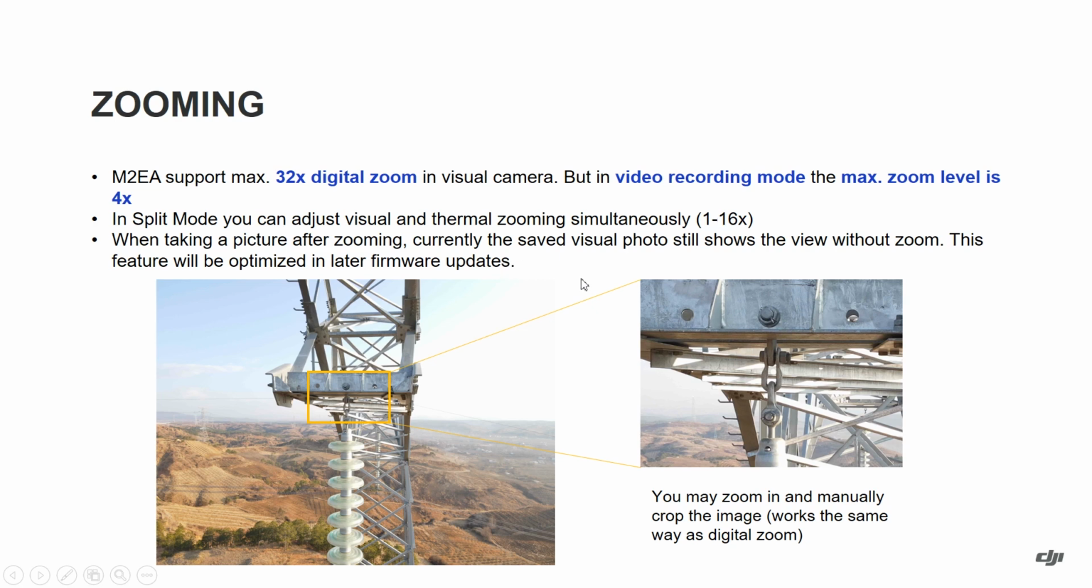And the third point is that when you take a picture after zooming in with the visual camera, the saved photo will still show the original view without zoom. But still, if you open this image on the PC, you can zoom in and manually crop the image. It actually works the same way as digital zoom. But this feature, we will be optimizing in later firmware updates to automatically crop the image after digital zoom.